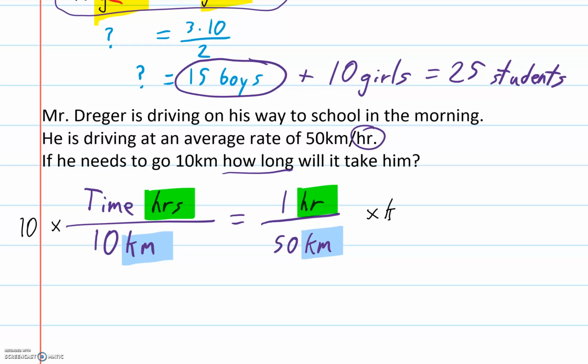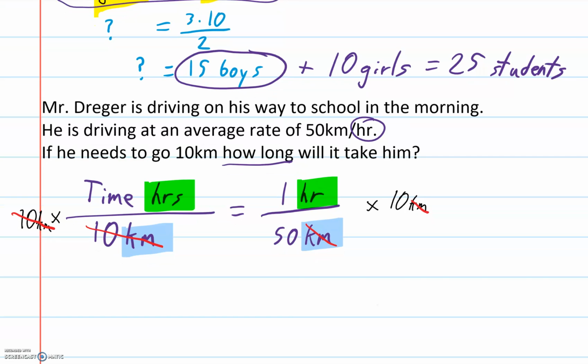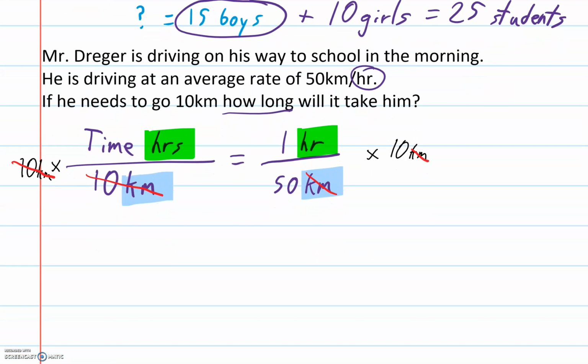Multiply by 10. Whoops. And technically, we're multiplying by 10 kilometers too, which is important because we can cross out the kilometers as well. And the kilometers over here, cross out with that kilometers. Just an interesting note there that our units can do the same thing. If you are ever interested in going further in chemistry, those sort of unit cancellations are vital.